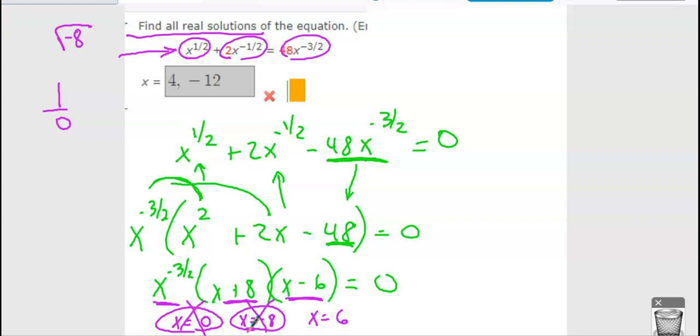So all of these problems have, I don't want to say tricks, but it's just something you got to get used to, especially at this upper level math. Factoring out negative exponents and especially checking your answers.